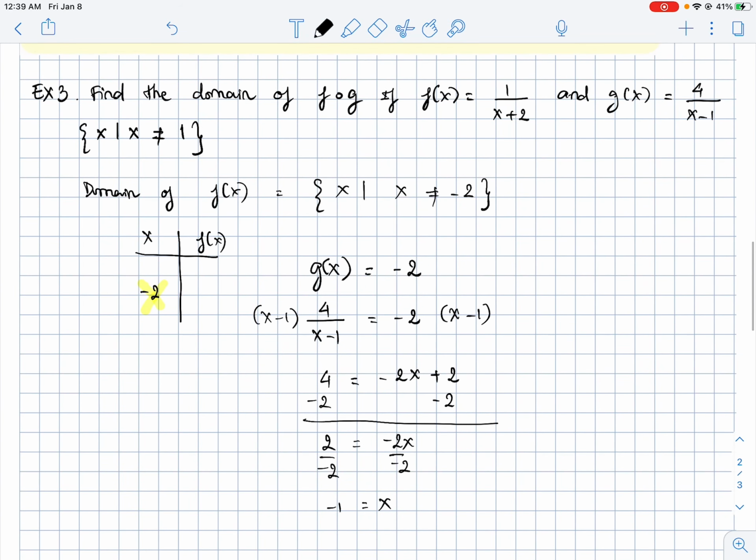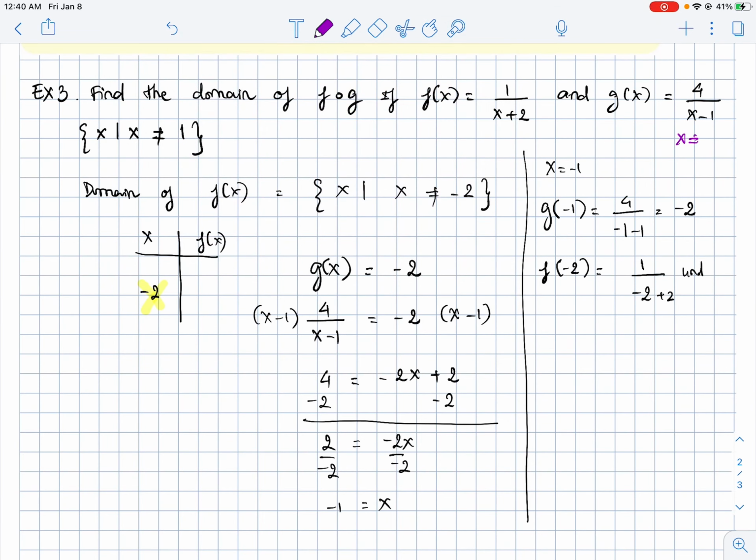Now we check this. If x equals -1, we input -1 into function g. So it becomes 4 divided by -1 minus 1. So we get the answer -2. The -2 becomes the input for the function f. If we input -2 into the function f, we will get -2 plus 2 in the denominator, and it will give us undefined.